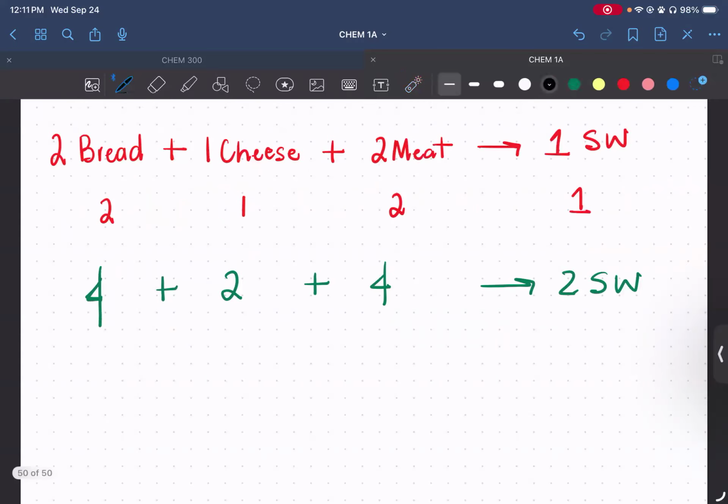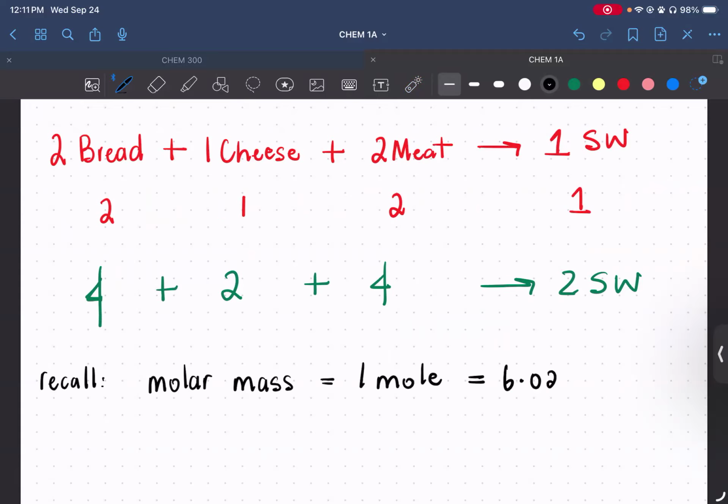Now, going back to our calculations a few weeks ago, right before we did reactions, we covered what was known as the mole concept. We covered the idea that the molar mass of anything is equal to 1 mole of that anything, which is simultaneously equal to 6.023 times 10 to the 23 atoms or molecules, depending on the chemical you're referring to.